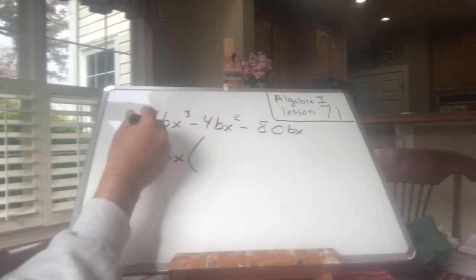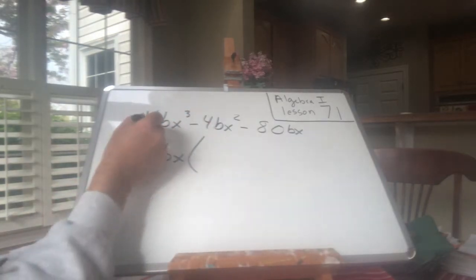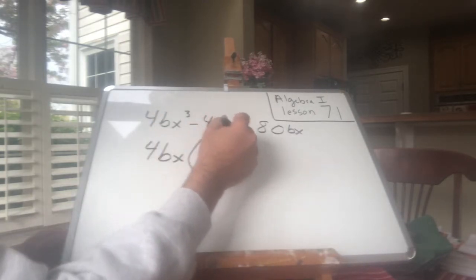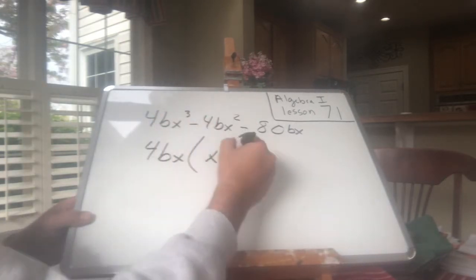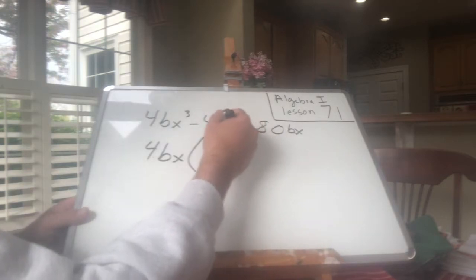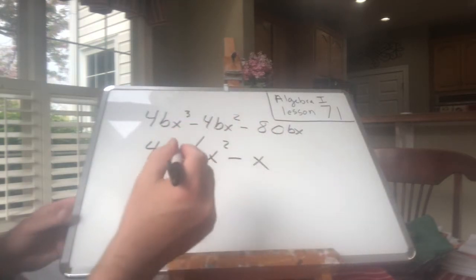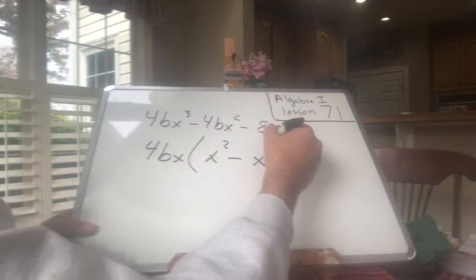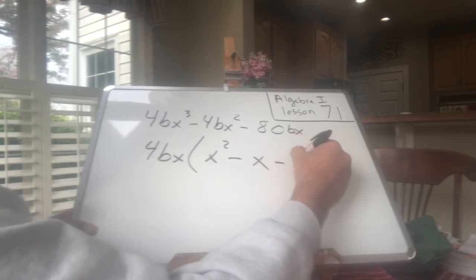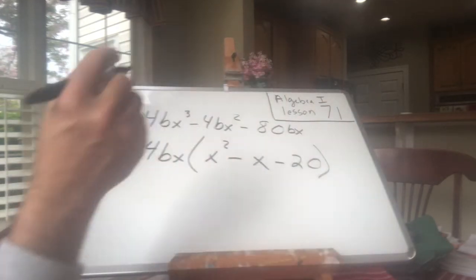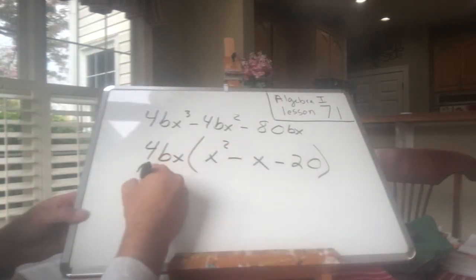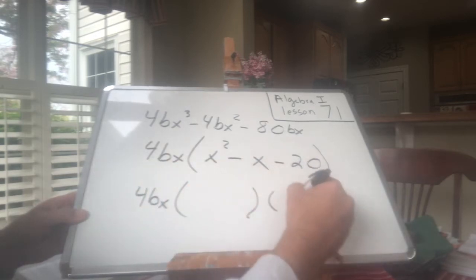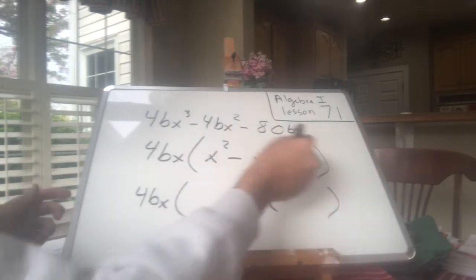Out of the 4bx, we take out 4bx out of the first one, we're left with x squared. We take out 4bx of the second one, we're at minus, right? We have the minus sign. We take out 4bx of that, it's just going to be an x, right? And then we take out 4bx out of this third one, right? So we have minus 20, okay? Now, we want to factor out this trinomial right here.